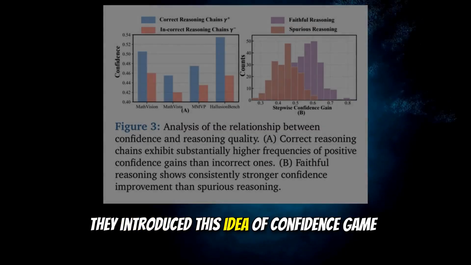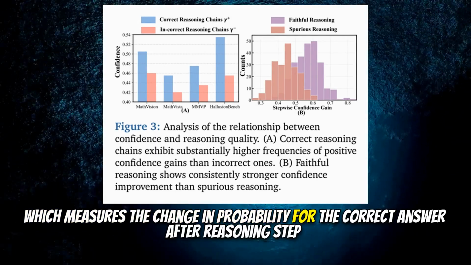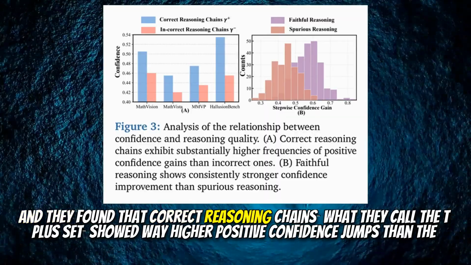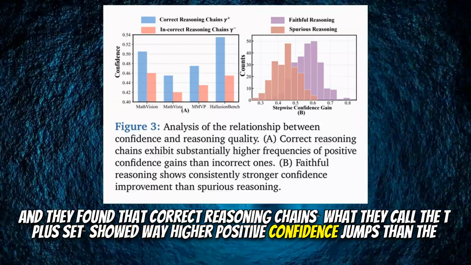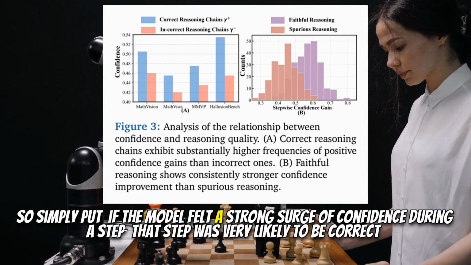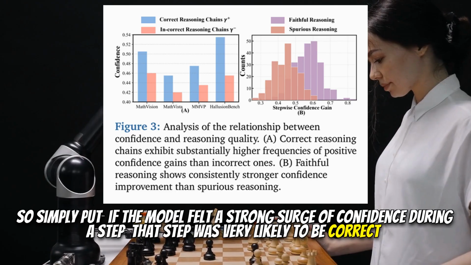They introduced this idea of confidence gain, which measures the change in probability for the correct answer after a reasoning step. Right, and they found that correct reasoning chains, what they call the T-plus set, showed way higher positive confidence jumps than the incorrect chains. So simply put, if the model felt a strong surge of confidence during a step, that step was very likely to be correct.